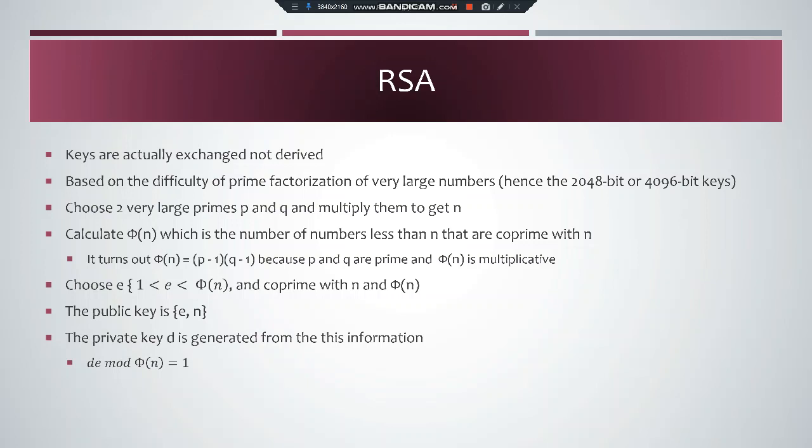You choose e to be greater than 1 but less than phi of n, and coprime with n and phi of n. e is a number that makes up the public key along with n. The private key is then generated from this information, the private key being d. This equation right here, d times e mod phi of n equaling 1. That is, d would be the modular multiplicative inverse of e. So you can see that without knowing the prime factorization of n, calculating phi of n is infeasible, and therefore getting the private key from the public key is also not very easy to do.